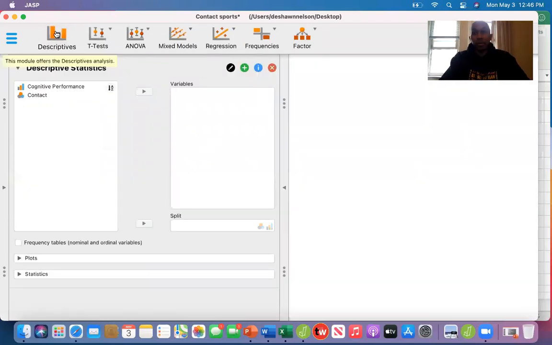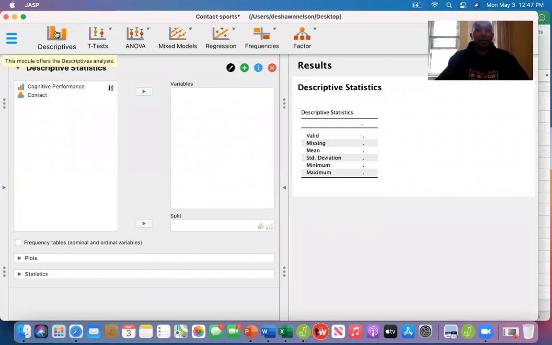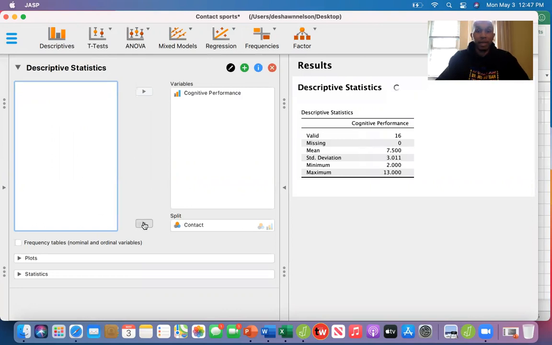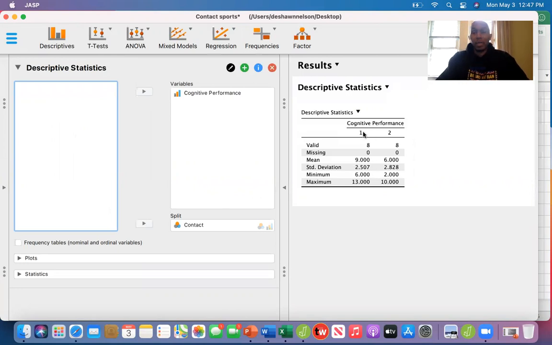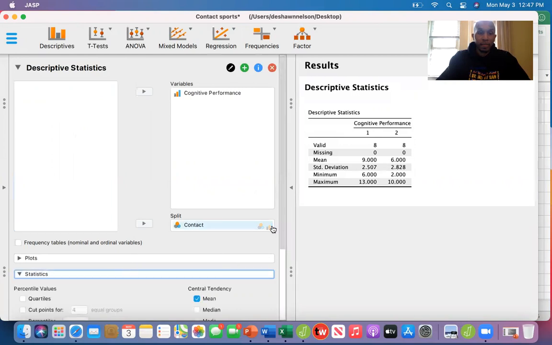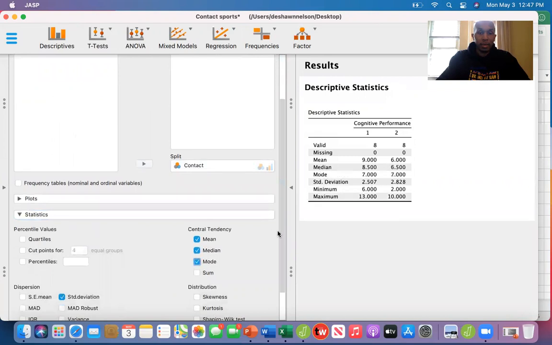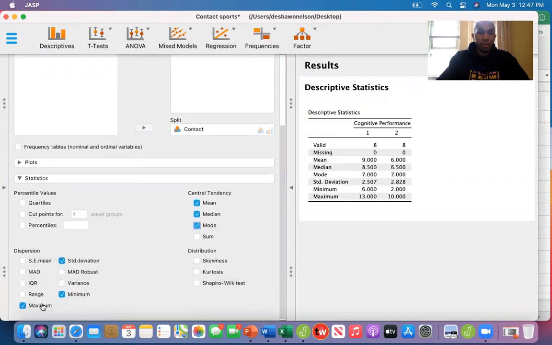We can run our descriptives. It's always good to run the descriptives. Cognitive performance variable, contact. We're splitting the variable cognitive performance by contact level. 1 is non-contact, 2 is contact. We can see our means are different. We're going to go mean, median, mode. We'll also go standard deviation, variance, range.